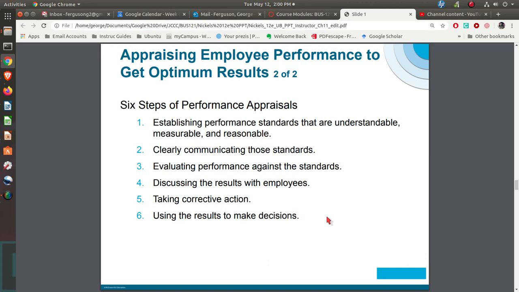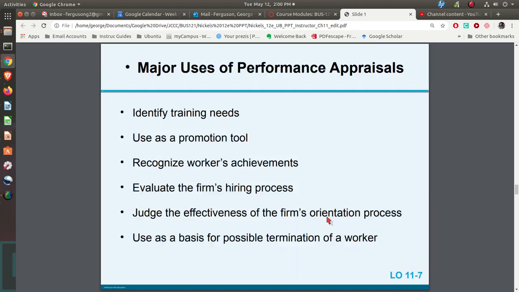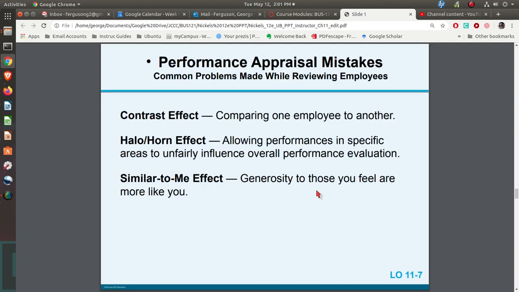A lot of times the performance review is the basis for increases in pay, any kind of merit increases and things like this. It's also used for determining what the bonuses might be if your company has a bonus program. They might identify training needs or use it as a promotion tool. Think about the hiring process. In other words, this may be a person that is eligible or would be a good candidate for the next position up, things like this.